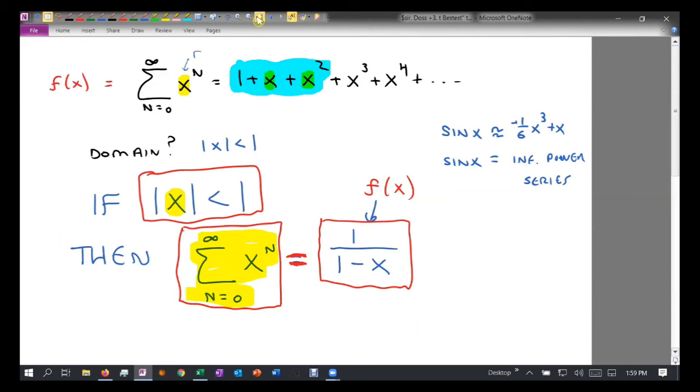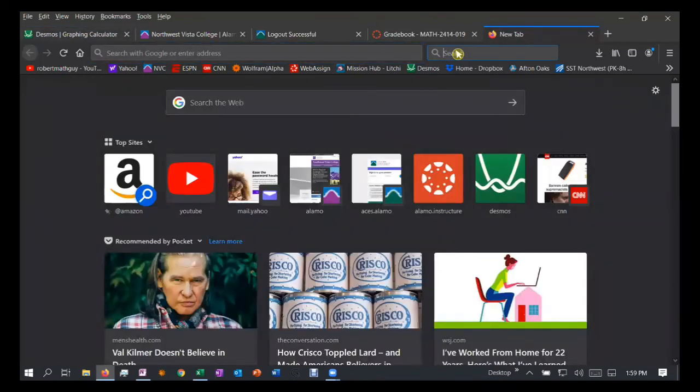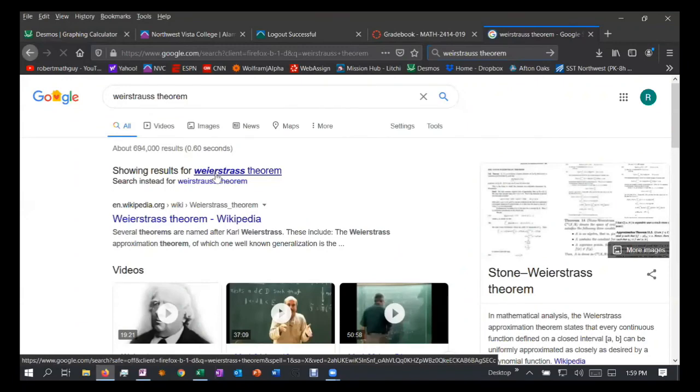Because what we learn later, and it's actually called the Weierstrass theorem. Let me bring it up because I don't want to say it and misspell it. Weierstrass. I can't spell it. Yeah, messed that up.